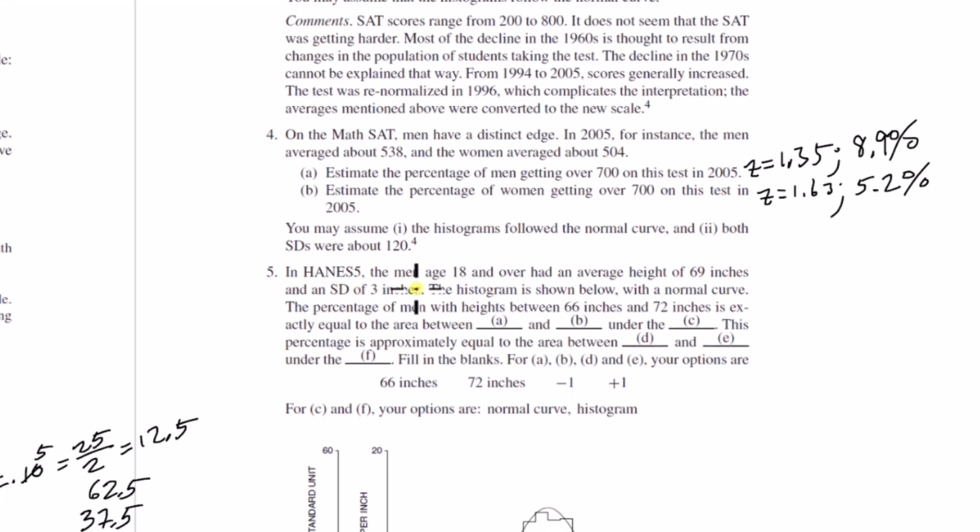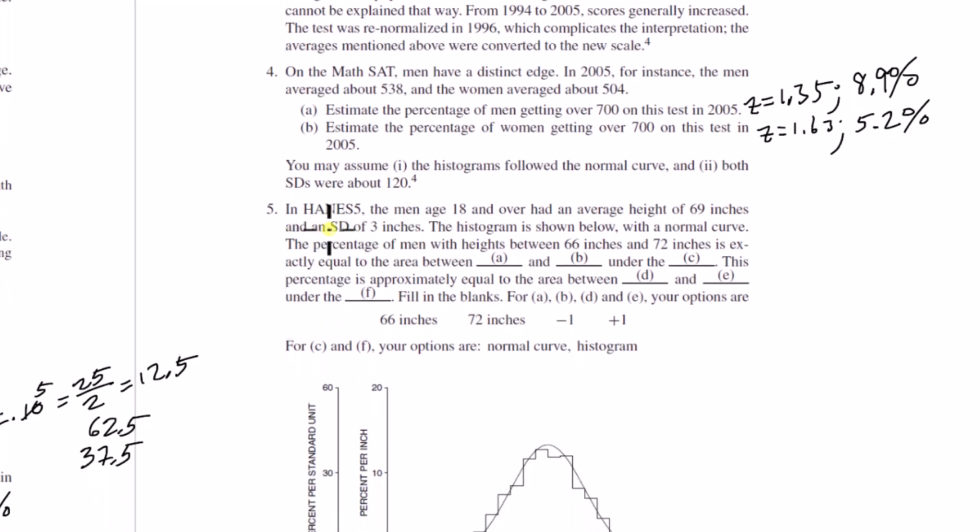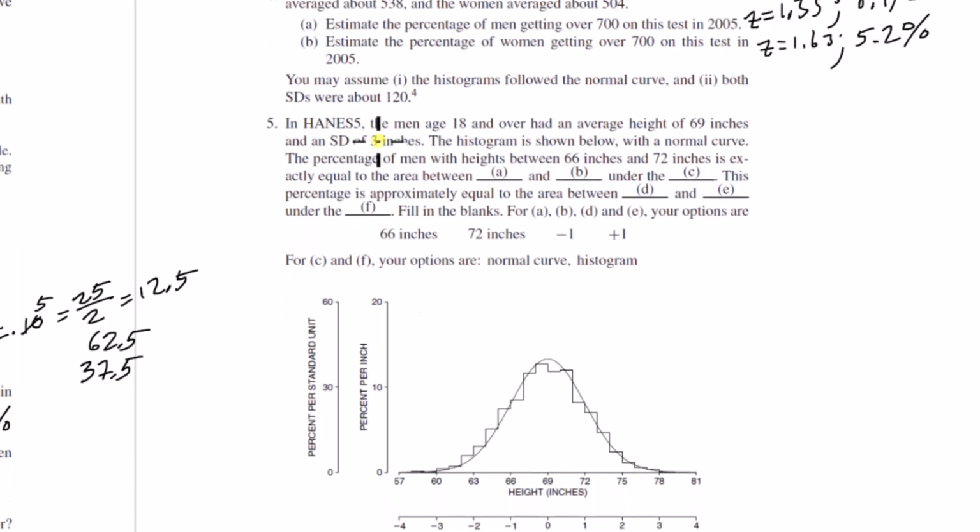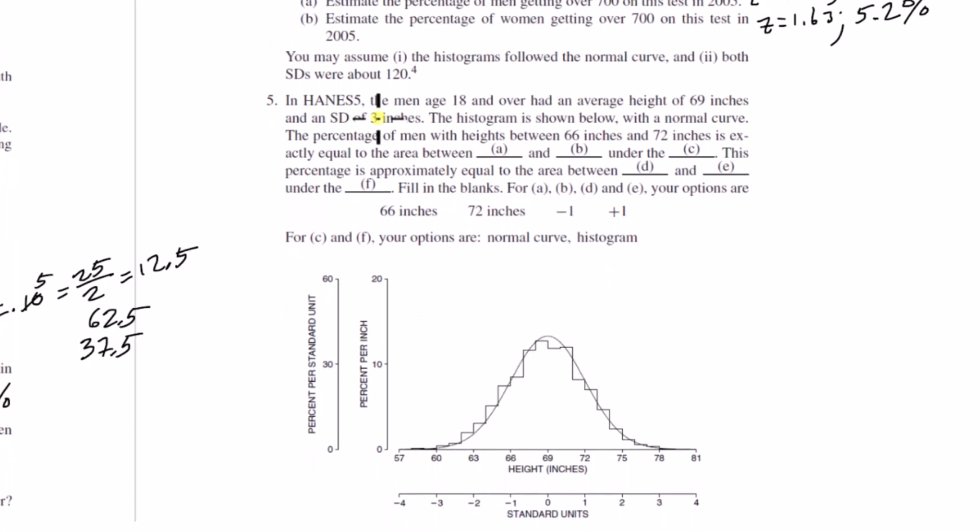In Haynes 5, so we talked about Haynes 5 in chapter 4. This was in 2004-ish, they surveyed 3,000 men or women and just asked them health and nutrition questions. Their age, weight, height, blood pressure, things like that.